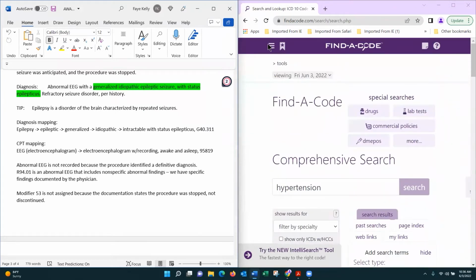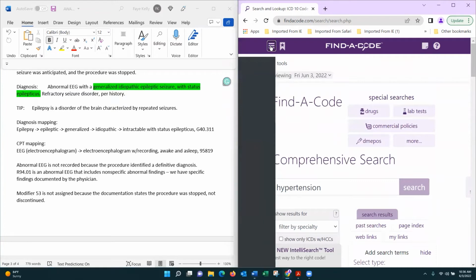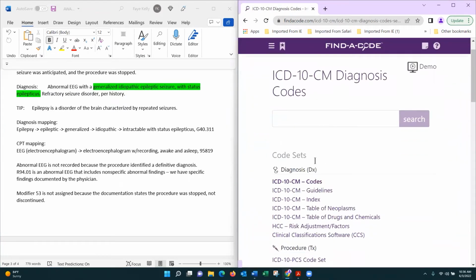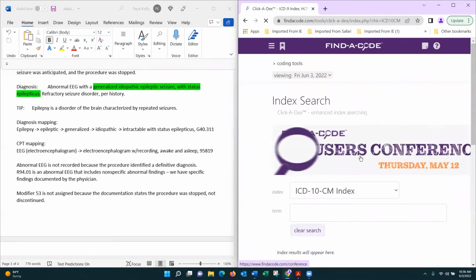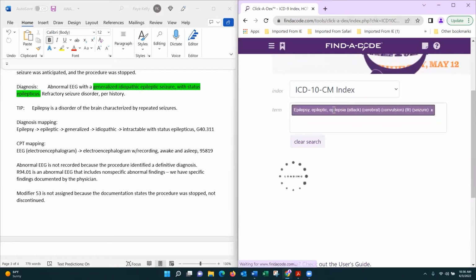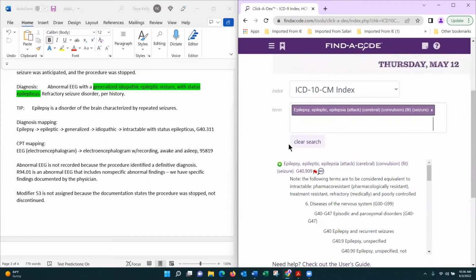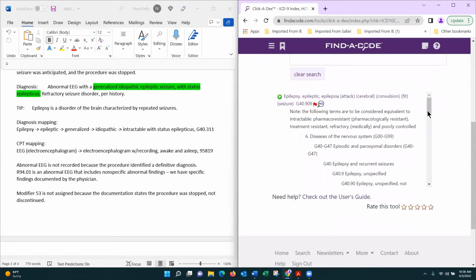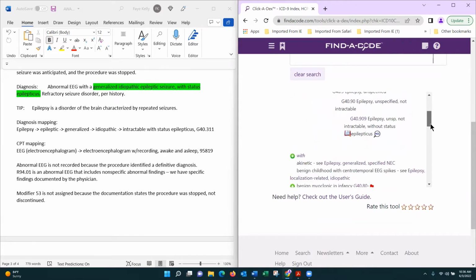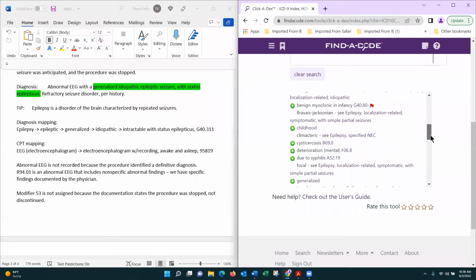All right, so let's go back. And I'm going to go into the index, and I will broaden this up. I want to map it, and show you epilepsy here. And then, let's see, epileptic. All right, so I want to look for generalized.